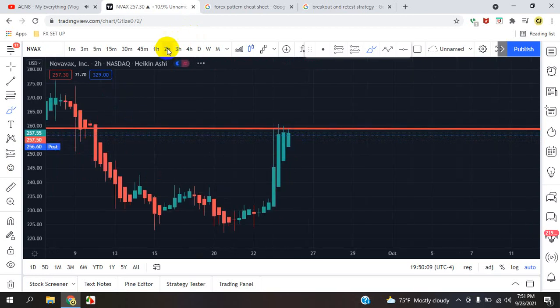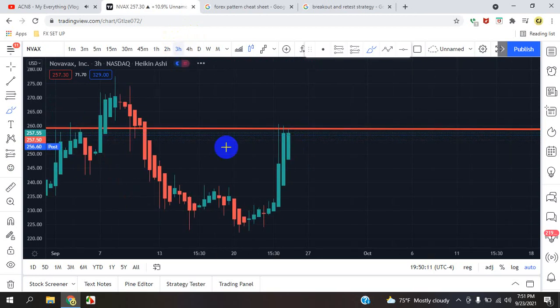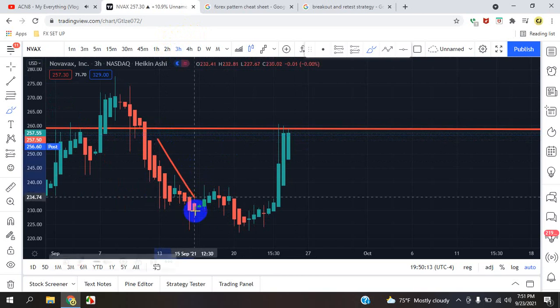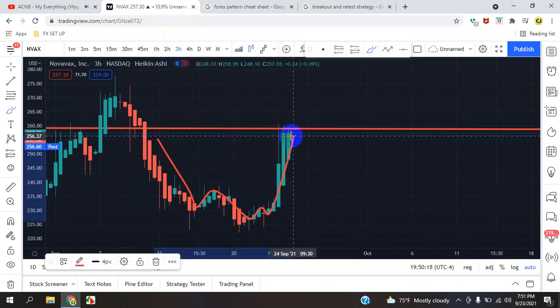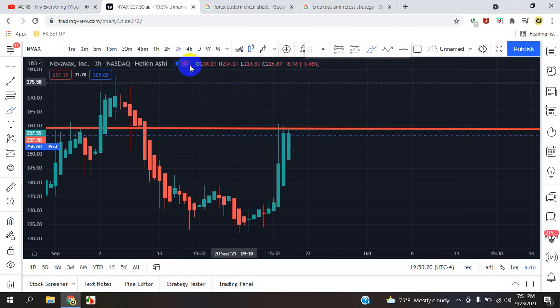Let's check out the 3. Also, there's another pattern that's being formed. Go back to the 3, double bottom. First leg, second leg, third leg, fourth leg, retest. Market shot up once. That means we still got a chance to shoot up about 2 more times.